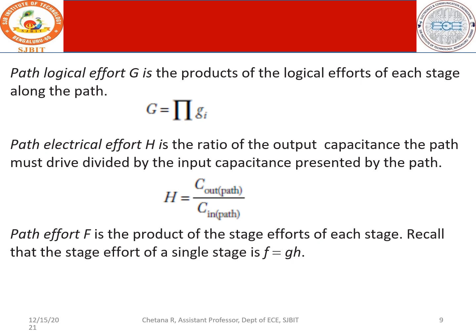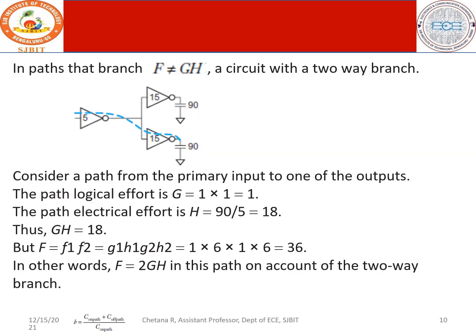Next we have the path effort, capital F. Stage effort is given by g into h. Capital F is the product of the stage efforts of each stage. For one stage you have gh, for the second stage another gh, and the product of those gives you the path effort F. Recall that the stage effort of a single stage is f equal to gh. But in paths that branch, F is not equal to GH.